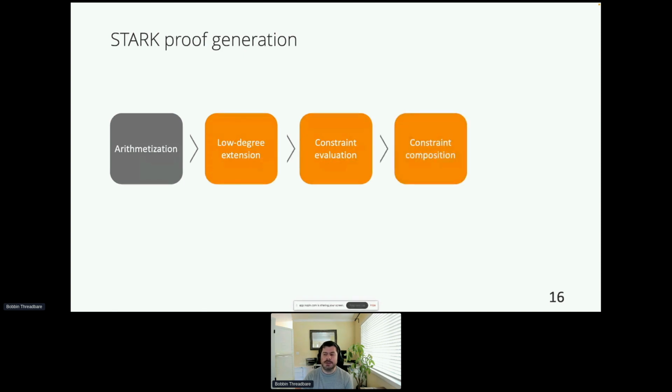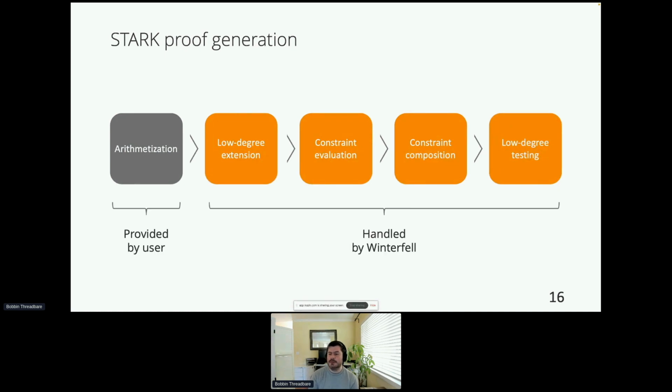And then you do something called constraint composition. This is basically combining all constraints together into a single polynomial. This is done for efficiency purposes. And then you do low degree testing, for which you do FRI. We use FRI for that. And in terms of which parts of this you as a user of Winterfell need to care about, it is just the arithmetization part. Everything else is handled by Winterfell. The user needs to provide the description of the computation.